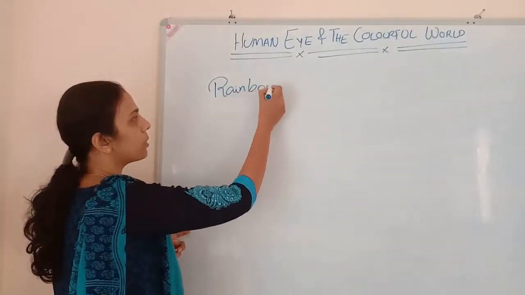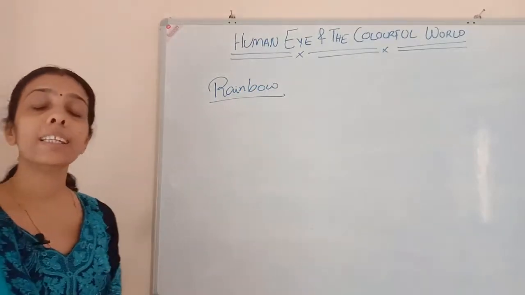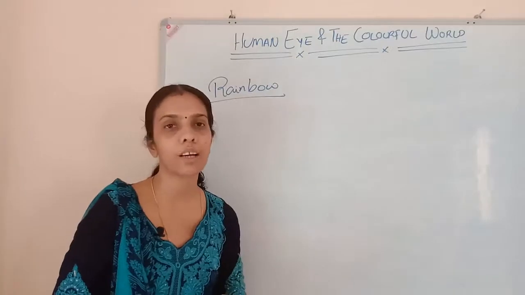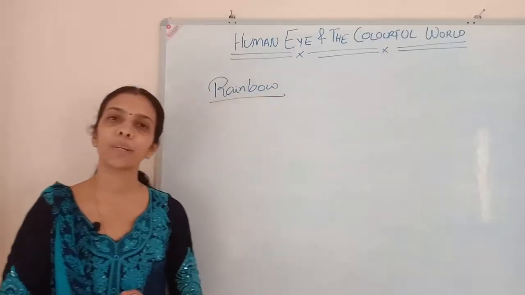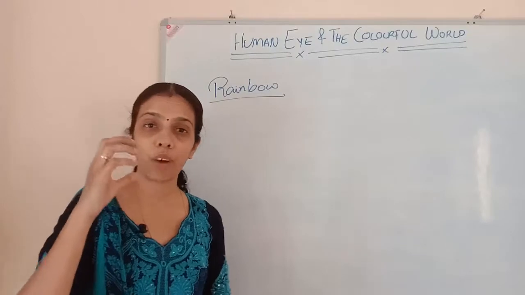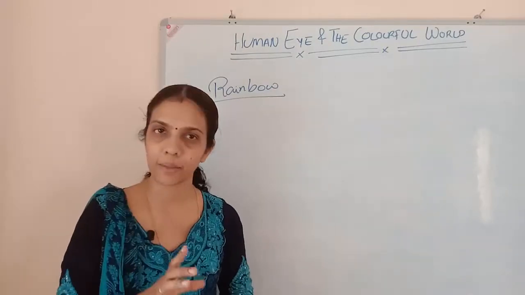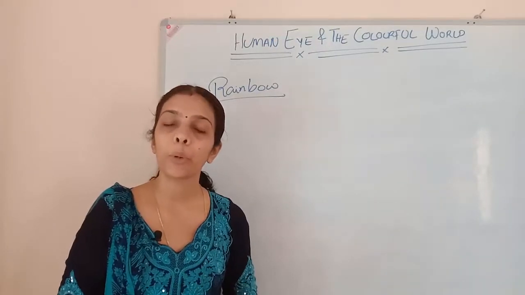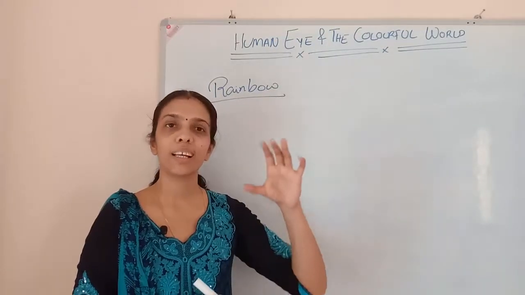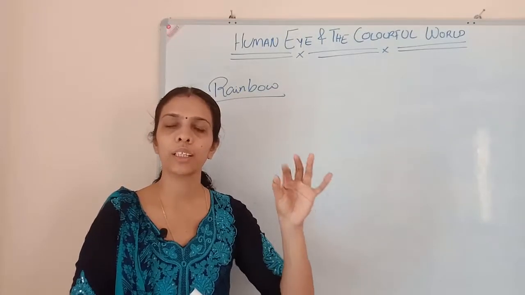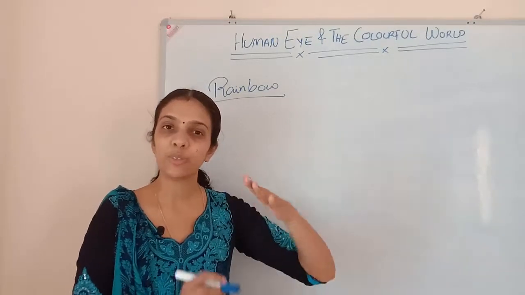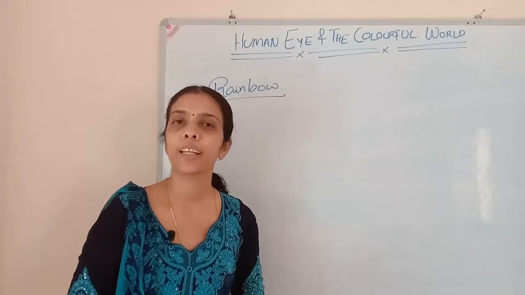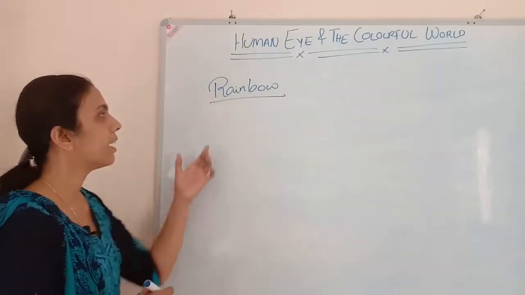How is a rainbow forming? For explaining this rainbow, we should start from dispersion. What is meant by dispersion? When a ray of white light is falling on a prism, it will divide into its component colors: violet, indigo, blue, green, yellow, orange, red. Like that it will split. That white light splits into its component colors. So that is called dispersion.